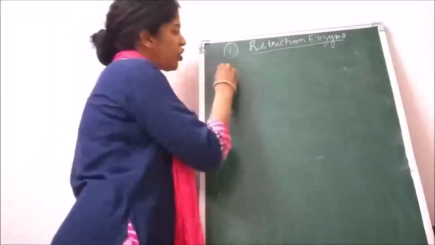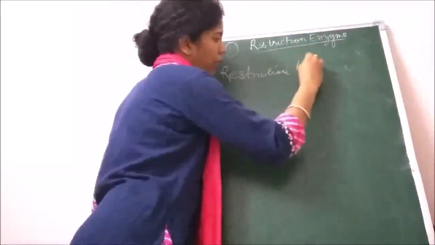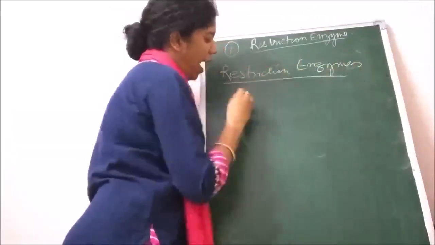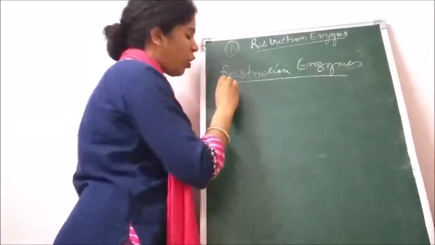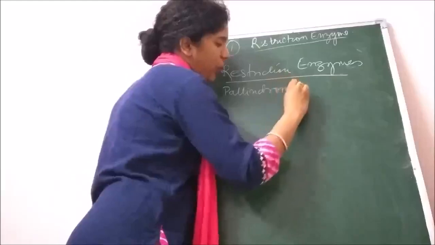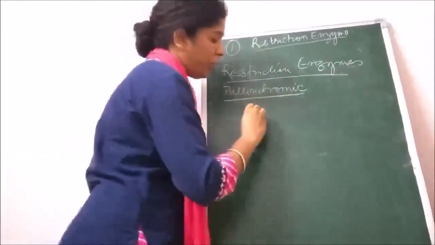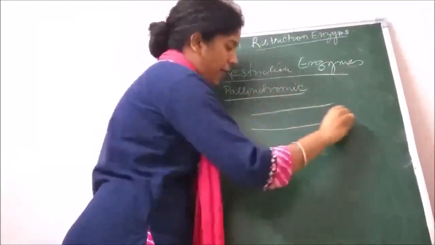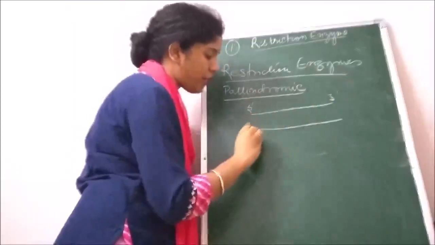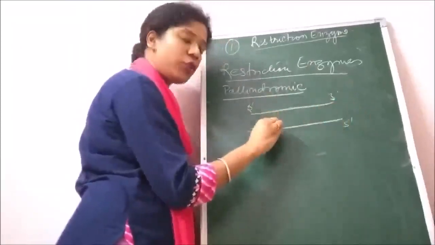Now, restriction enzymes cut the DNA at very specific points which are called palindromic sequences. Now, by palindromic sequences, we mean the sequences which are read the same in both directions. You know that DNA is anti-parallel, that is, one strand runs 5' to 3' and the other strand runs from 3' to 5' direction, and the bases are complementary to each other.